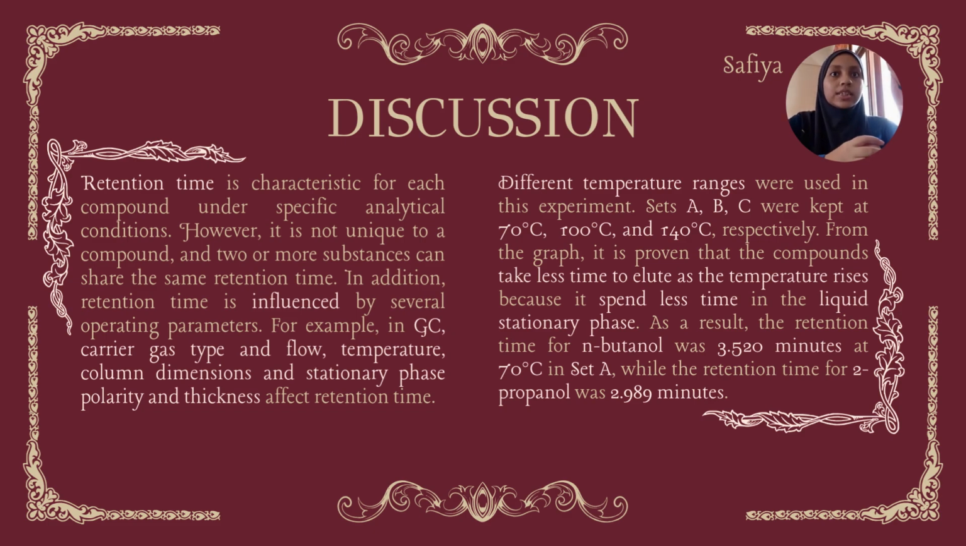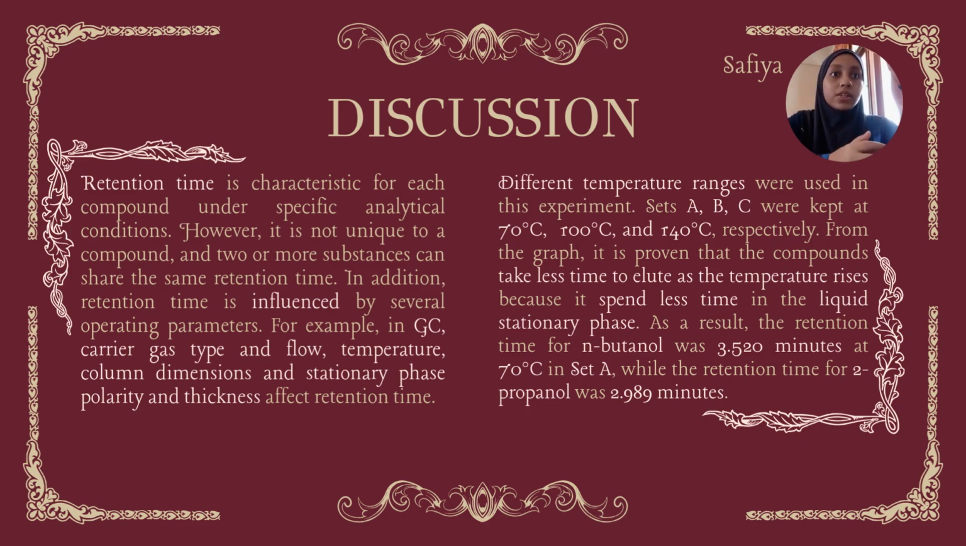In addition, retention time is influenced by several operating parameters. For example, in gas chromatography, carrier gas type and flow, temperature, column dimensions, and stationary phase polarity and thickness can affect retention time. In this experiment, different temperature ranges were used. There are three sets, A, B, and C, which were kept at 70 degrees Celsius, 100 degrees Celsius, and 140 degrees Celsius respectively.